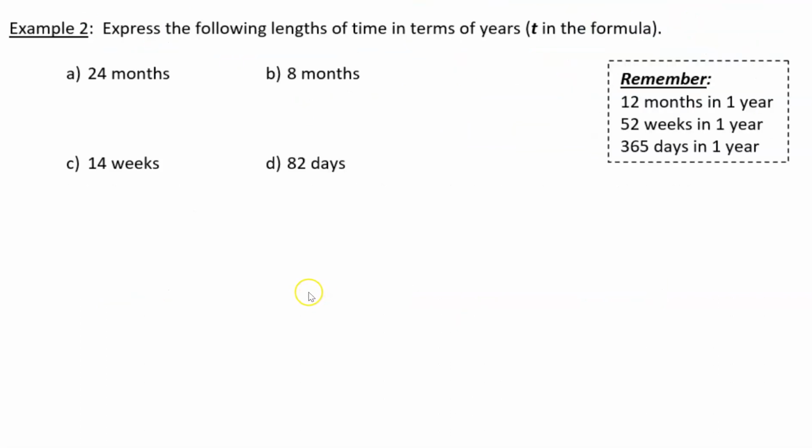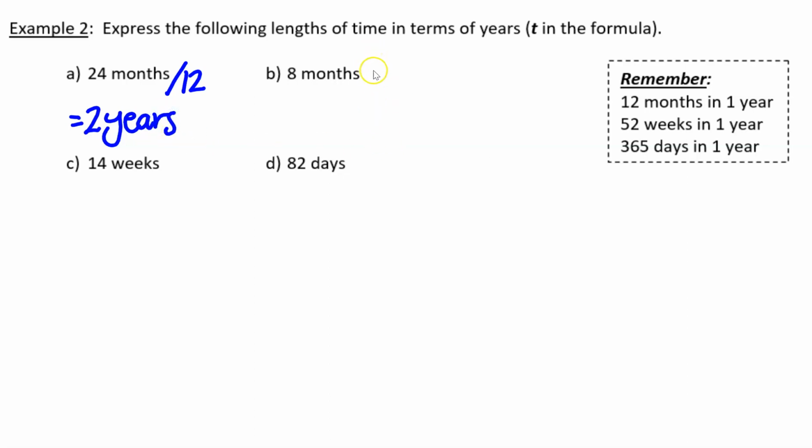Next, time. Okay? So we always need to express time in years. So if the time is given to you in something other than years, you've got to change it. So we need to remember that there are 12 months in a year, 52 weeks, and 365 days. We're going to use that information to always change the time to be in years. So 24 months, we're going to divide by the number of months in a year. So this is 2 years.